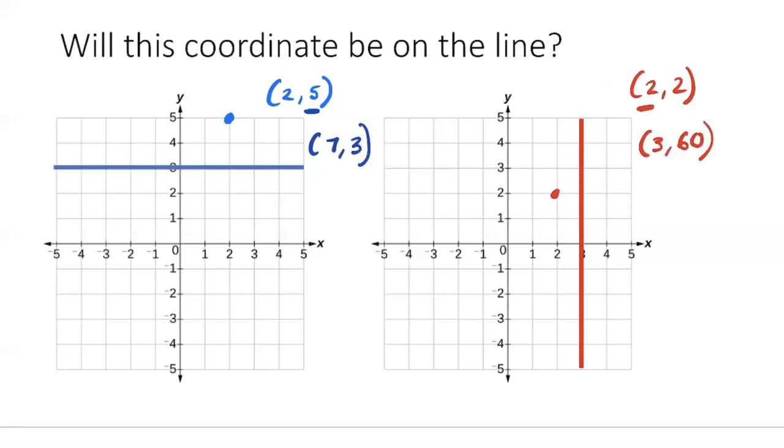All right, so if we go back to the blue one, (7, 3), well, we know that the y value there is 3, which means that yes, this will appear on that line. And the coordinate (3, 60), well, for x is 3, so that is the right coordinate. So we know that (3, 60) would also appear on this line eventually.